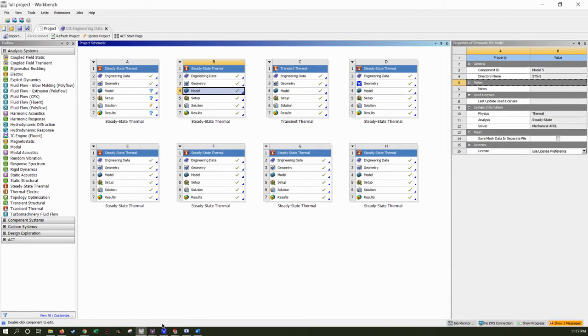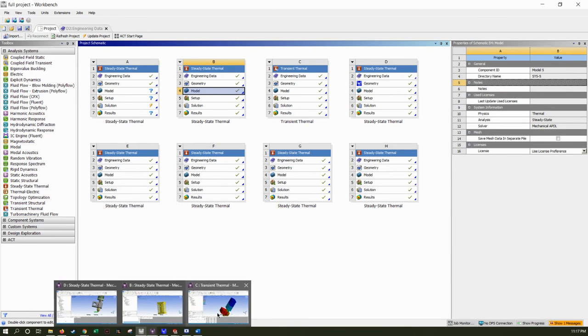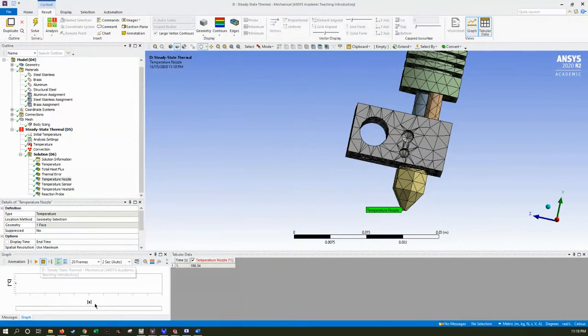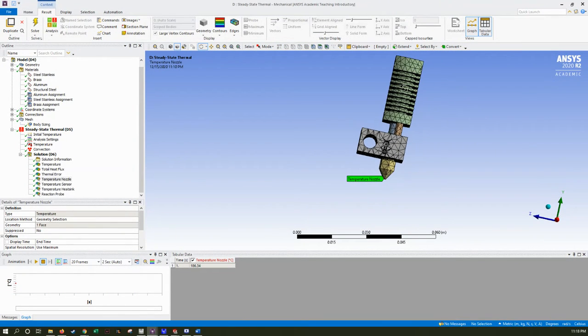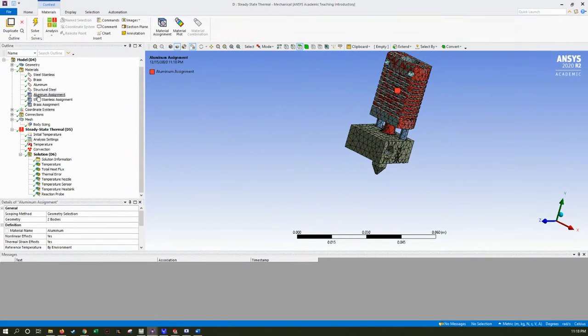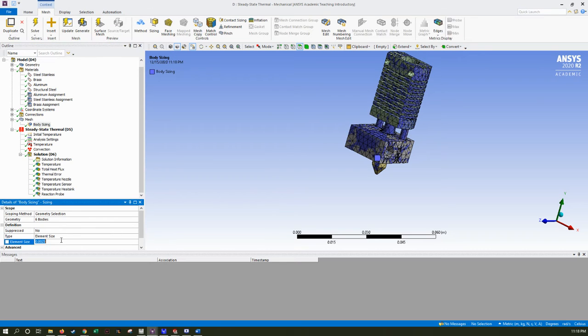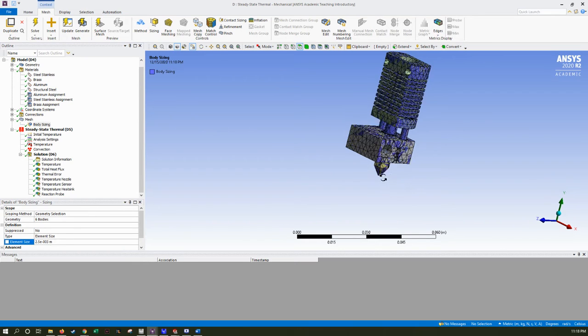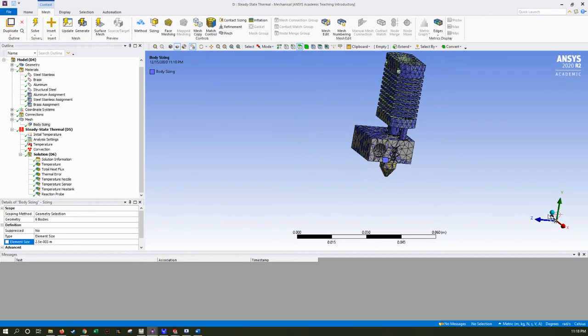So going over to the models of these, got a few of these open. For the steady state thermal, the extruder assembly was brought in, the materials were selected, so the aluminum would be here, stainless steel for the two screws, and the brass for the rest. Then a mesh body sizing was added, which brought the element size down to 0.0025 meters. This is the smallest allowable mesh that can be processed with this free license.